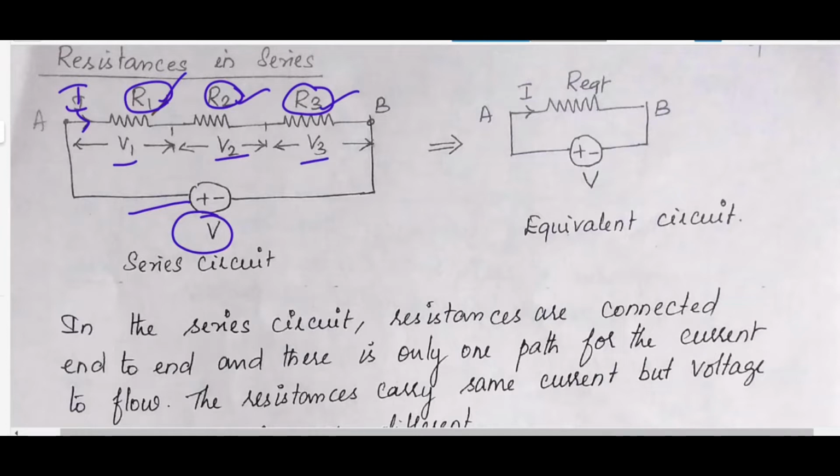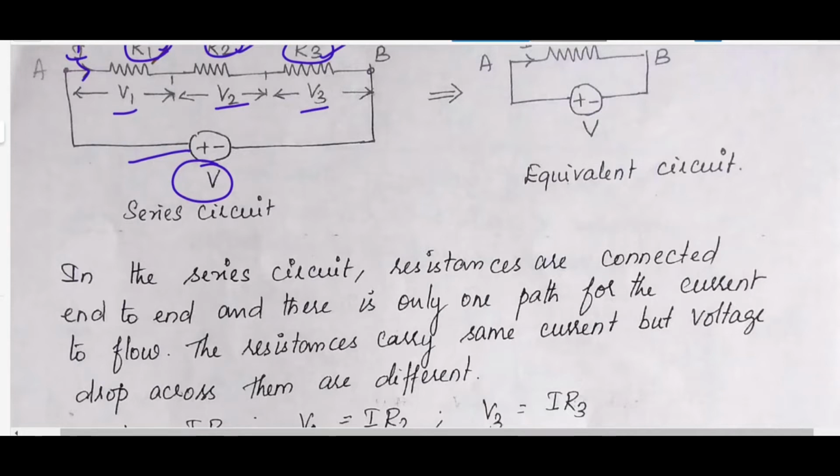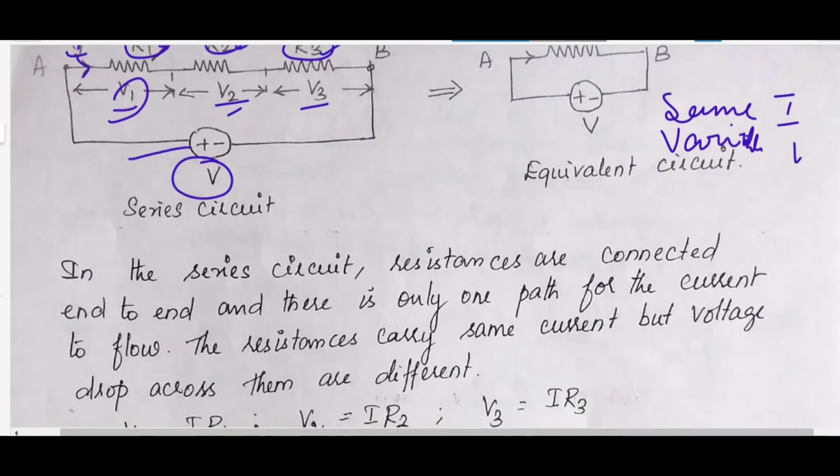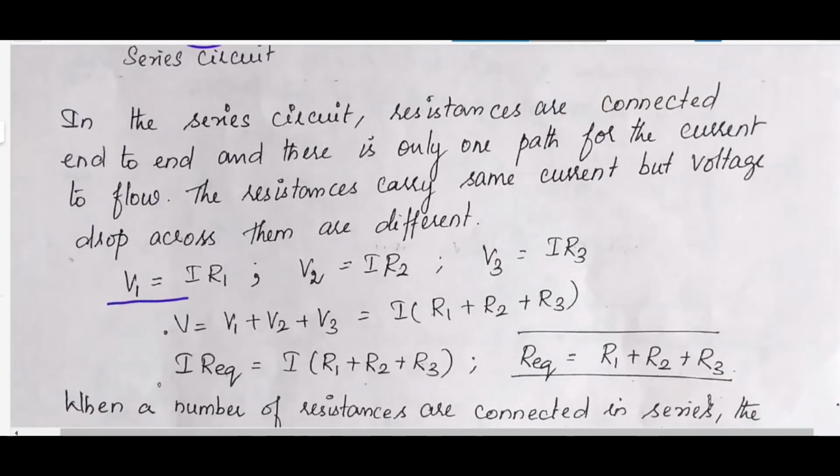Now I try to find the equivalent resistance. It is very simple. If all the resistors are connected in series, meaning end to end, there is only one path for the current to flow. So the resistors carry the same current, but the voltage drop across them varies. Same current, variable voltage. So we can say V1 equals I R1, V2 equals I R2, V3 equals I R3.